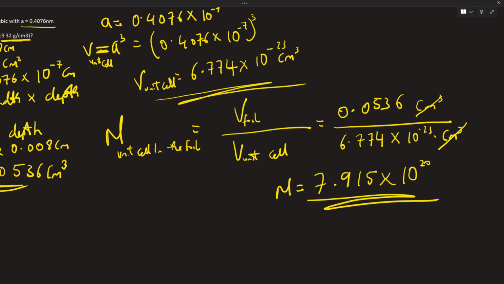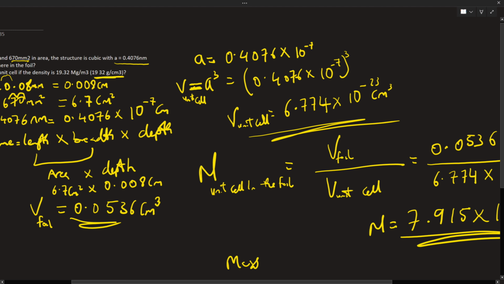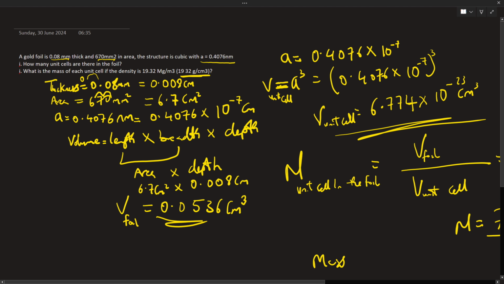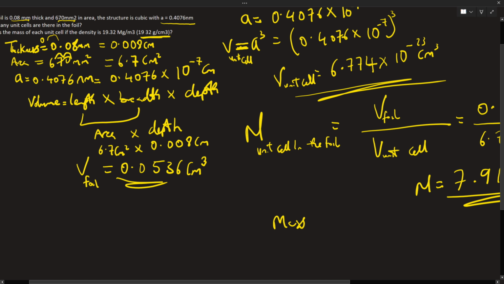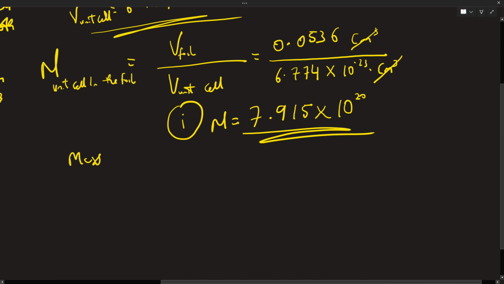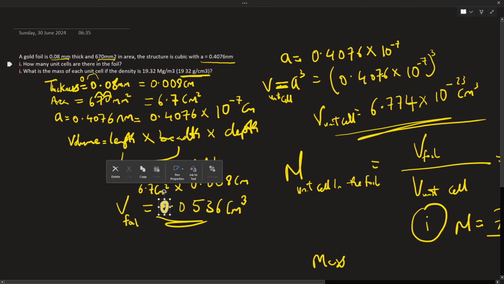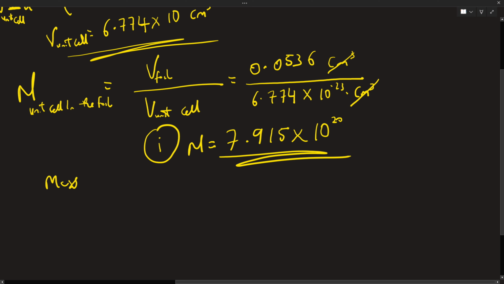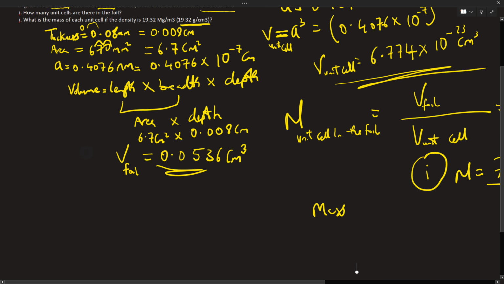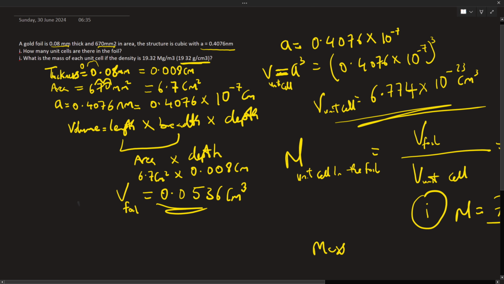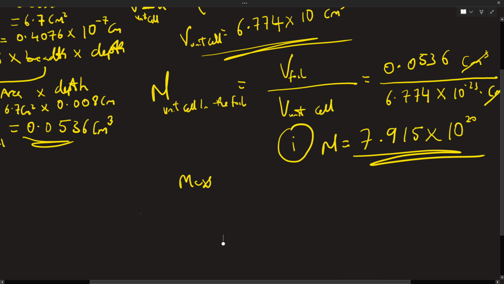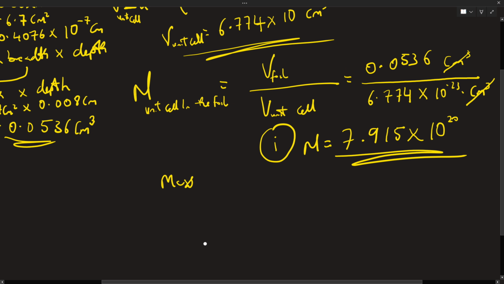Next, we have to look for the mass of, what's the question again? The question says we should look for how many unit cells are there in the foil. So we found that. Question number 2 says we should look for the mass of each unit cell.